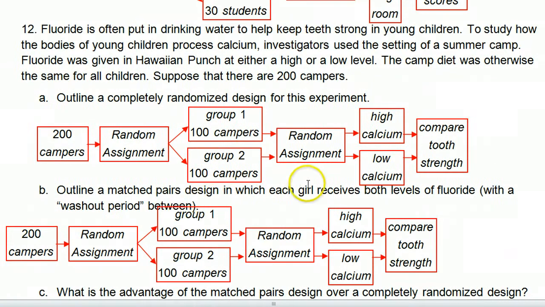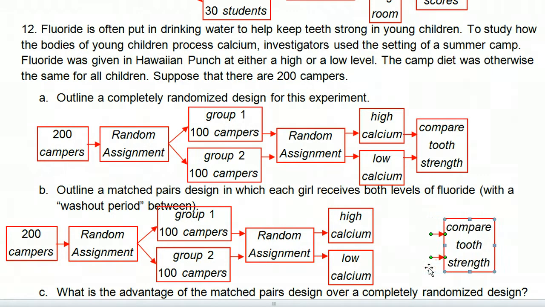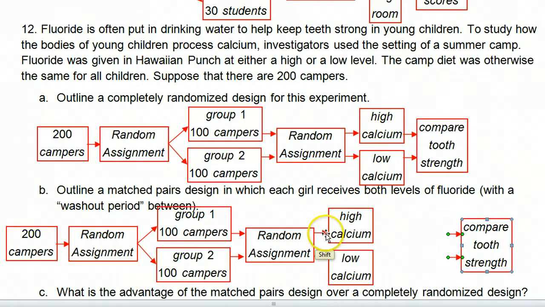All right, now for the matched pairs design that we're supposed to do now. Notice the first thing I did was I cut and pasted the completely randomized design because it's almost the same. All I need to do is add in a repetition of the treatment. I need to double up the treatment. So I'm just going to take this part, slide that over. And I need to double up some treatments here.